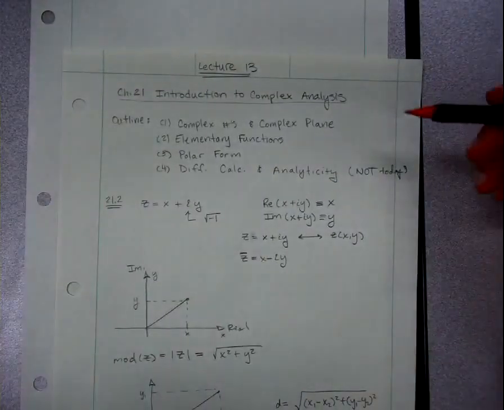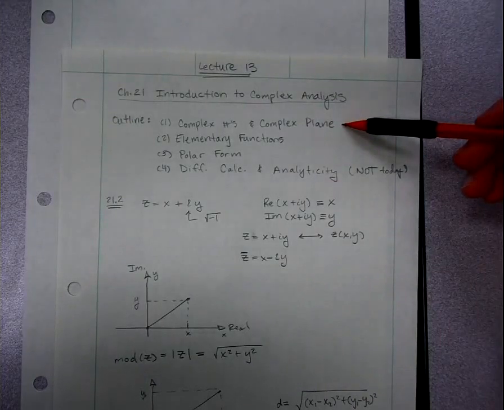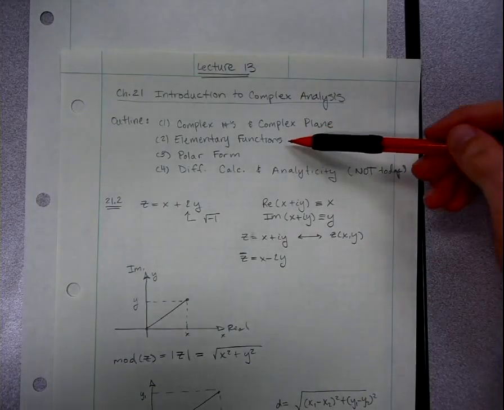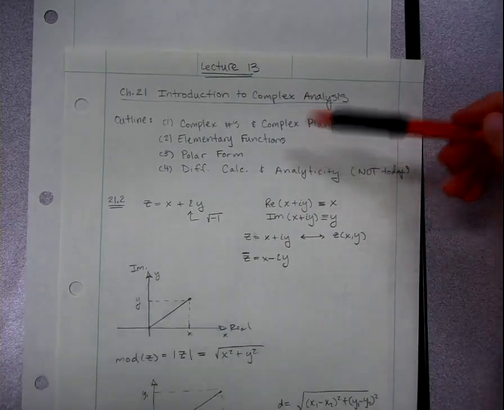So that was pretty simple. The next step, like I said today, that's kind of it for part 1. Now we're going to move on to elementary functions. Okay, so the first thing that we're going to do is we're going to derive Euler's formula.